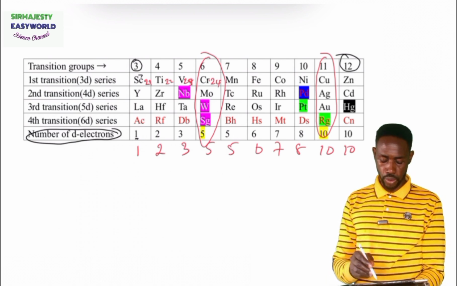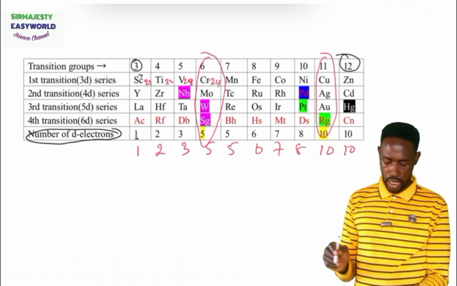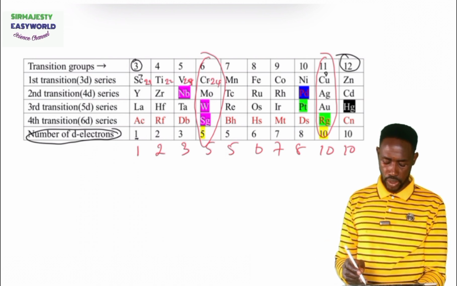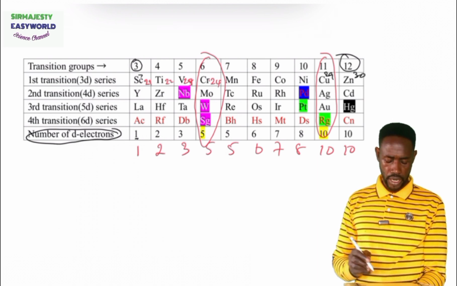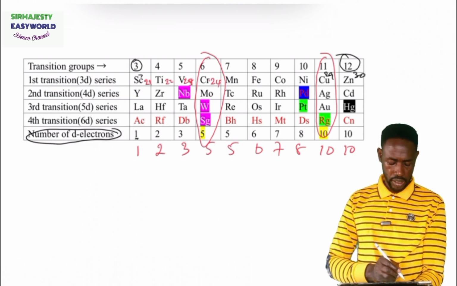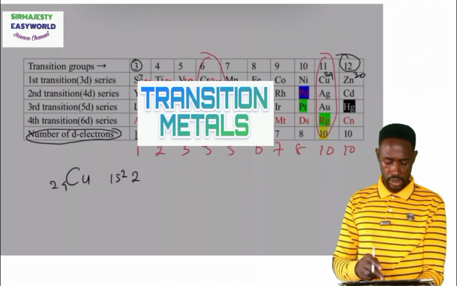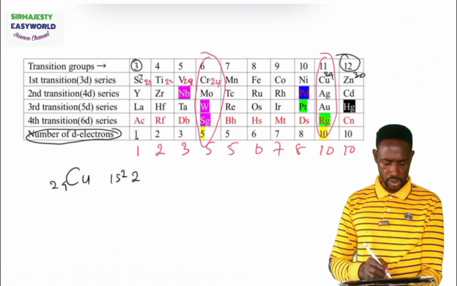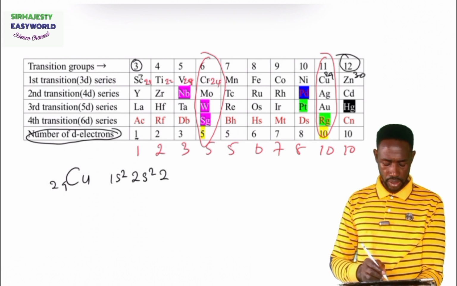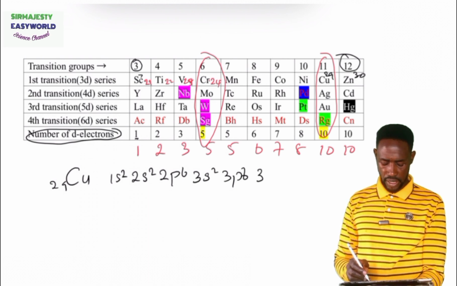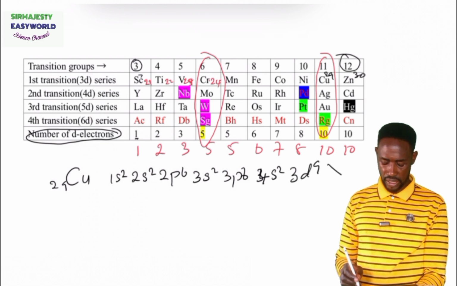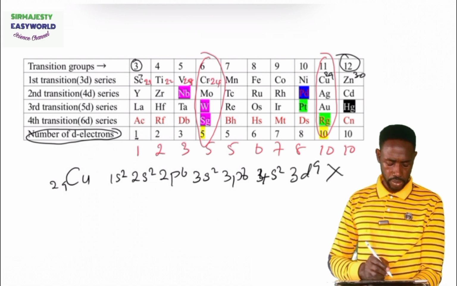But when we come to copper, copper is number 29 and zinc should be 30, of course. One normal thing that one would expect while writing copper 29 is 1s2. I don't want to use the noble gases, to make it easier. So we have 2s2, I want to go into details, 2p6, 3s2, 3p6, and then 4s2, 3d9. This is incorrect.